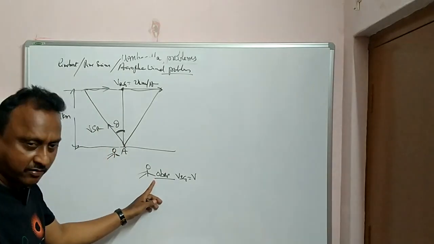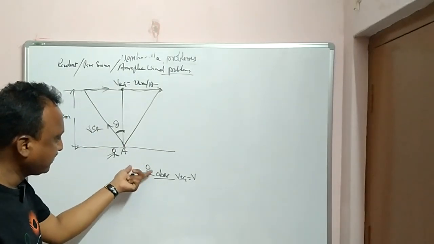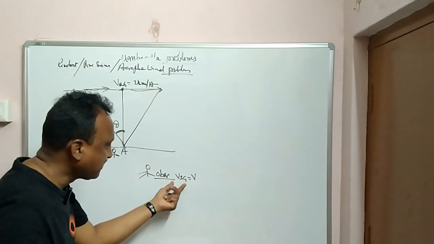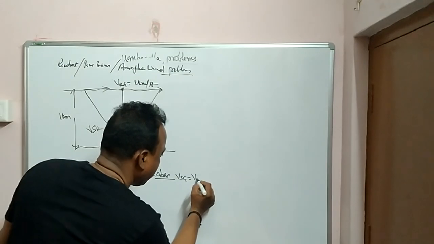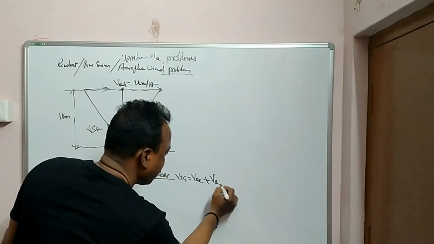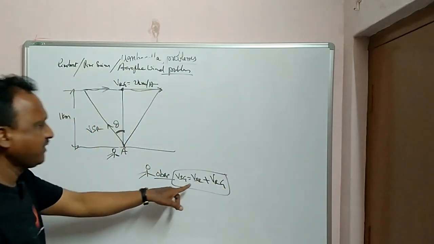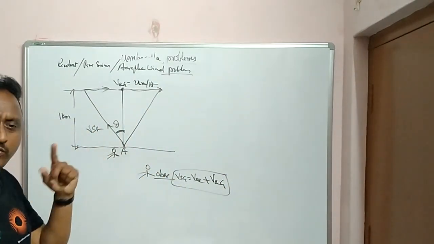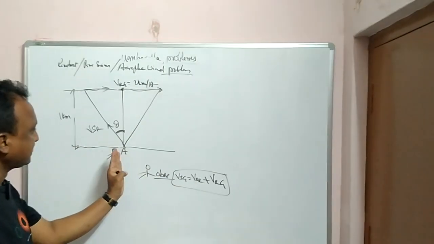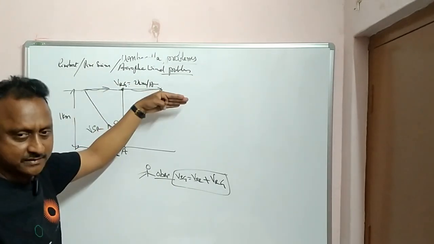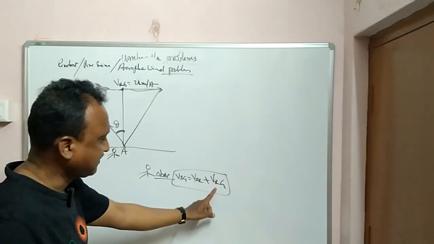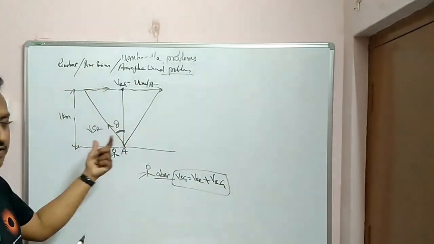So for an observer who is outside, not inside the water, the velocity of the swimmer with respect to ground is given by the velocity of the swimmer with respect to river plus the velocity of the river with respect to ground. This is the main formula. That means a person watching from outside feels that the swimmer is going in this direction and also in this direction. Now we will try to solve this problem.